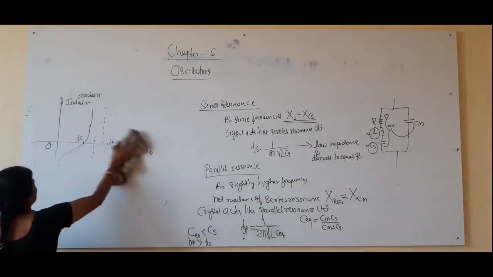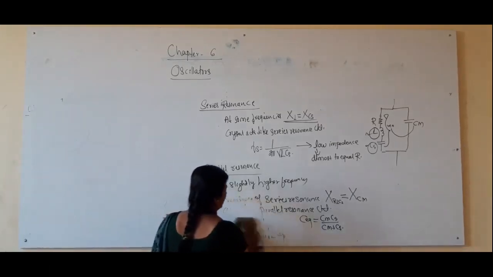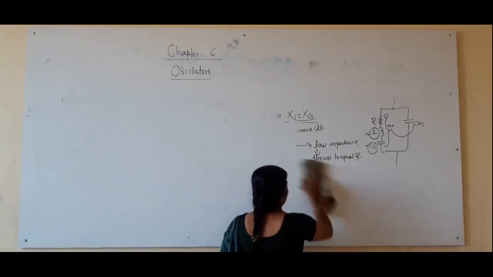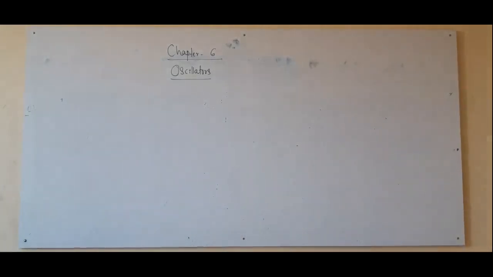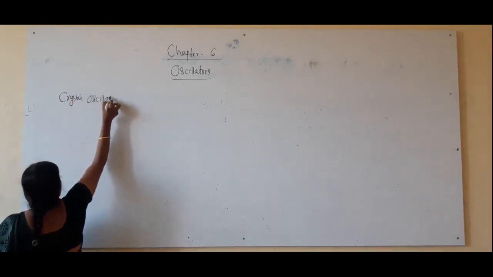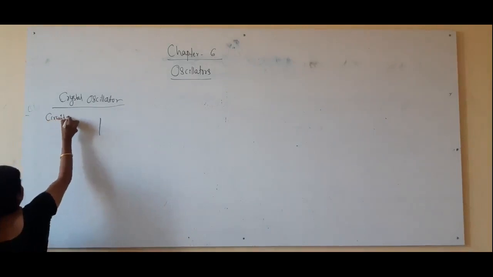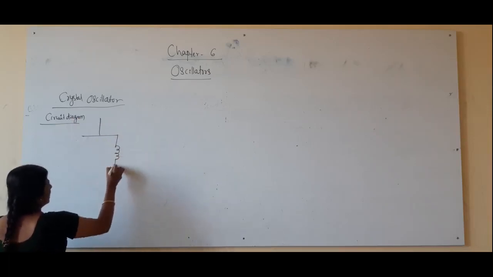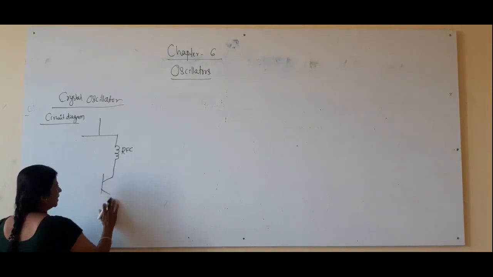Now consider the crystal oscillator itself, the circuit diagram of the crystal oscillator. It consists of an RFC choke. Previously, as we discussed in the other two types of oscillator, Hartley and Colpitts oscillator, the circuit here is the same.